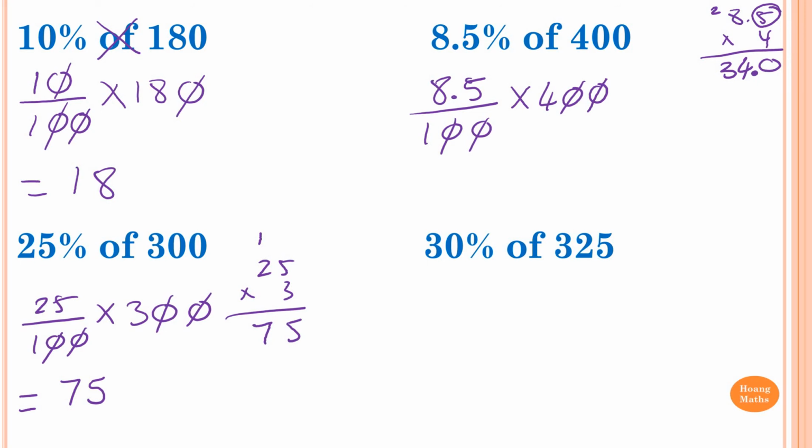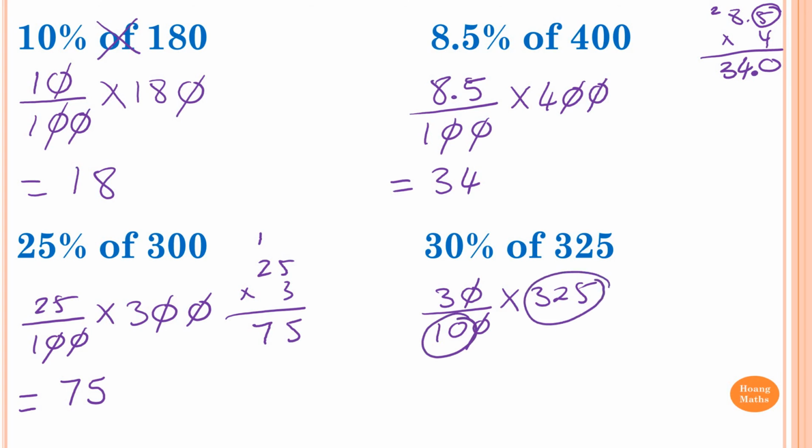I just write equals underneath here. So equals 34. Now 30% of 325. So 30%, it means 30 over 100. Of means times. So 325. So I cancel this 0 with this. I suppose you can cancel the 10 with this. But I'm not going to do it because dividing by 10 is very simple. I just move the decimal, that's all. So what I do, I just go 3 times 325.